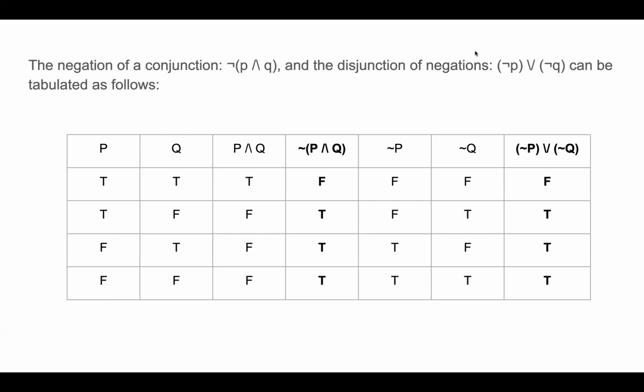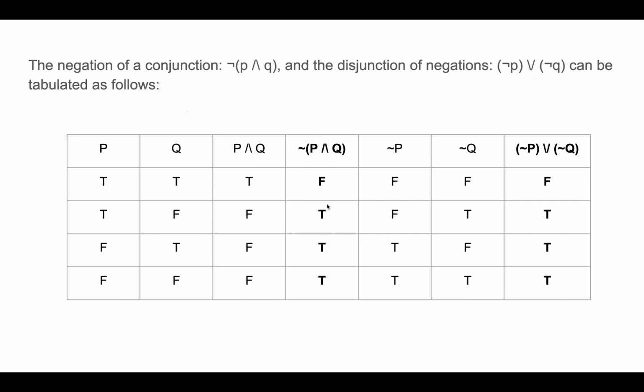What is the negation of P? Negation P. And what is the negation of Q? Negation Q. The OR operation of these two can be tabulated as follows. What we want to prove with the help of a truth table is that negation of (P and Q) is equivalent to negation P or negation Q. Here we can see P, Q. P and Q is true, false, false, false.